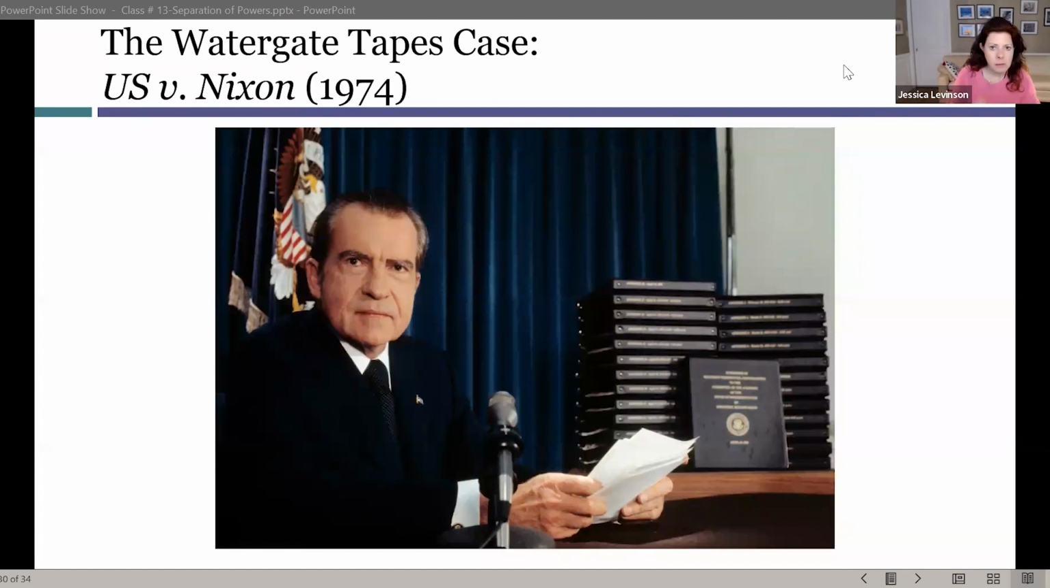Now, next question I want us to think about, should the ability of the president to refuse a subpoena in a criminal case be different under different circumstances? Again, I'm not going to give specific answers here. I just want us to think through why this is best as a case-by-case determination.